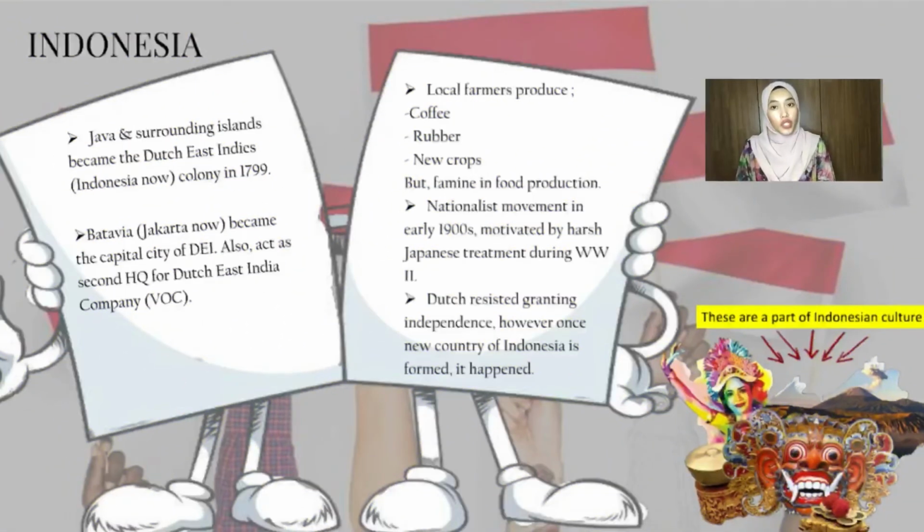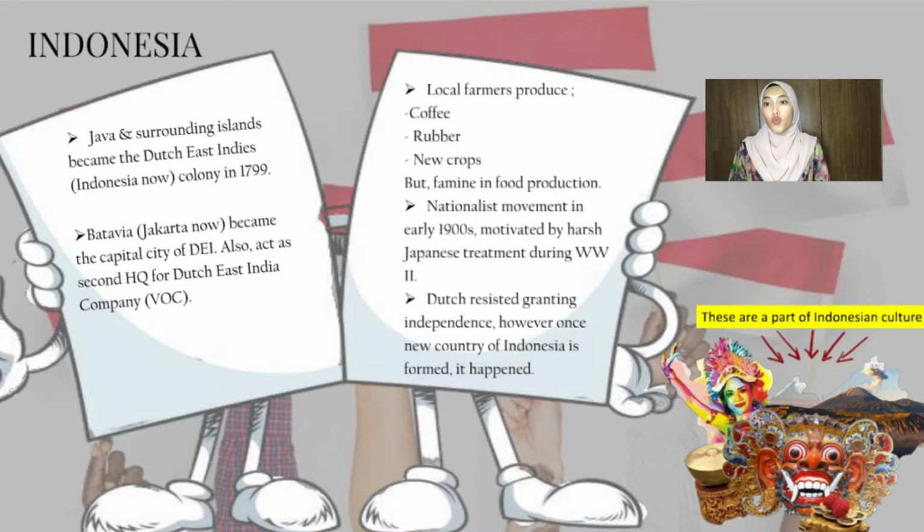Java and the surrounding islands became the Dutch East Indies, now known as Indonesia, a colony in 1799 after fighting among Spain, Portugal, the Netherlands, and Britain. The trading headquarters of the Dutch East India Company was at Batavia City, now known as Jakarta, and became their colonial capital. Local farmers were forced to focus on producing coffee, rubber, and other new crops, but neglected food production, leading many of them into famines.